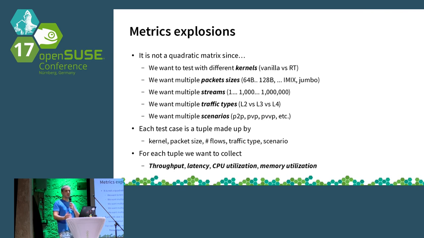The packet sizes, going from the smallest 64-byte packet all the way above jumbo frames, and mixed in between with iMix traffic to verify the usual enterprise data center type of traffic. Multiple streams, going from 1 to 1,000 to 1,000,000 to verify how my system scales. The traffic types, L2 versus L3 versus L4, and the scenarios. As I said, we have physical to physical machine, we have physical to VM, which then goes back to physical, and then we have intra-VM, which is the PPVP scenario. And for all of this, we want to capture the throughput, latency, CPU utilization, and memory utilization.